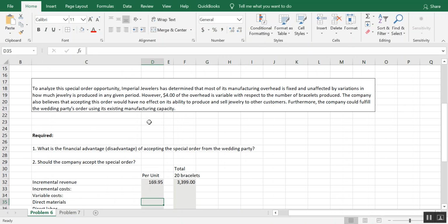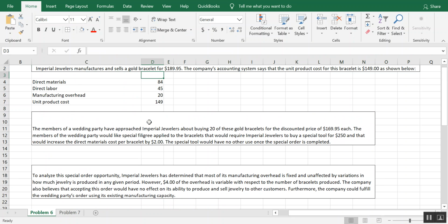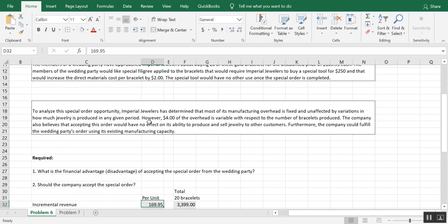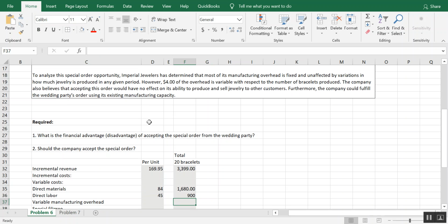The direct materials are going to be $84. We're going to use that. We're going to use the direct labor cost of $45. And so we're going to multiply those times 20 as well to come up with the total cost of this order.